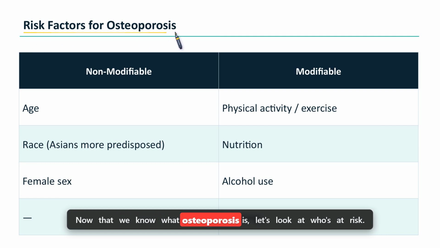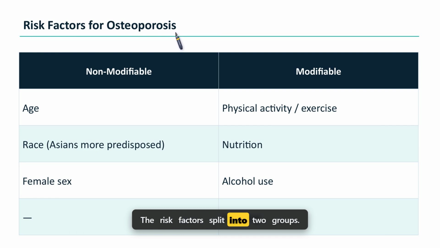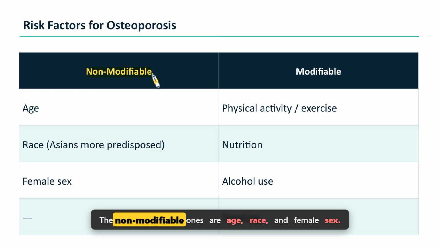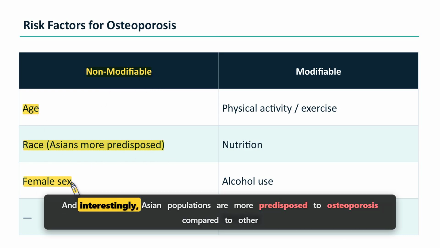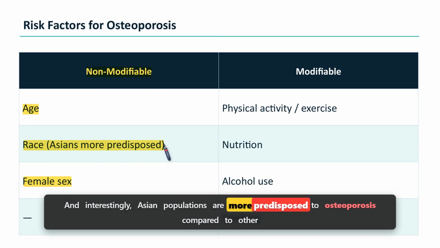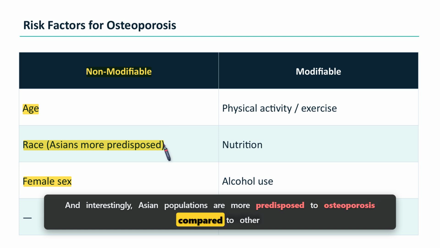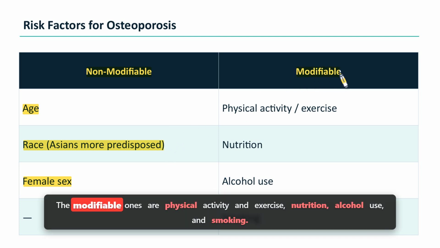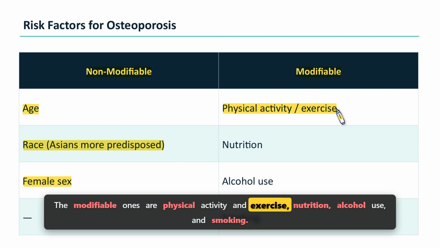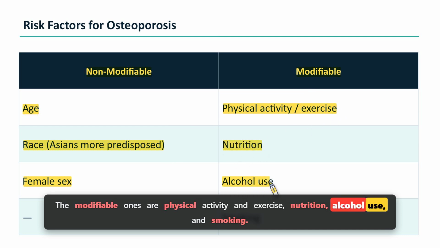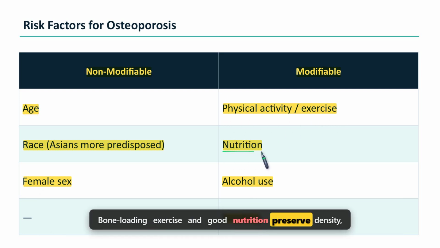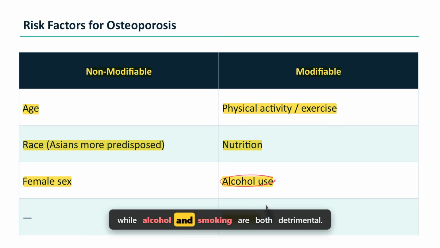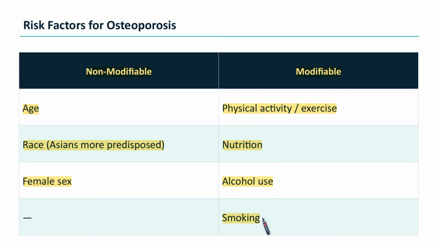Now that we know what osteoporosis is, let's look at who's at risk. The risk factors split into two groups. The non-modifiable ones are age, race, and female sex. And interestingly, Asian populations are more predisposed to osteoporosis compared to other races. The modifiable ones are physical activity and exercise, nutrition, alcohol use, and smoking. Bone-loading exercise and good nutrition preserve density, while alcohol and smoking are both detrimental.